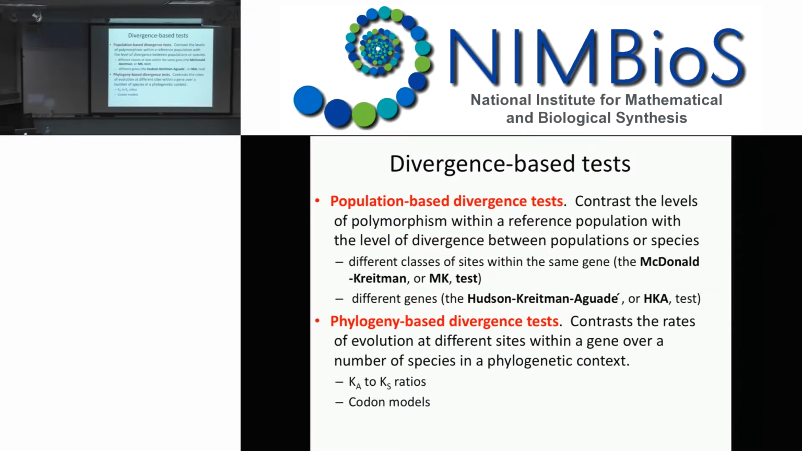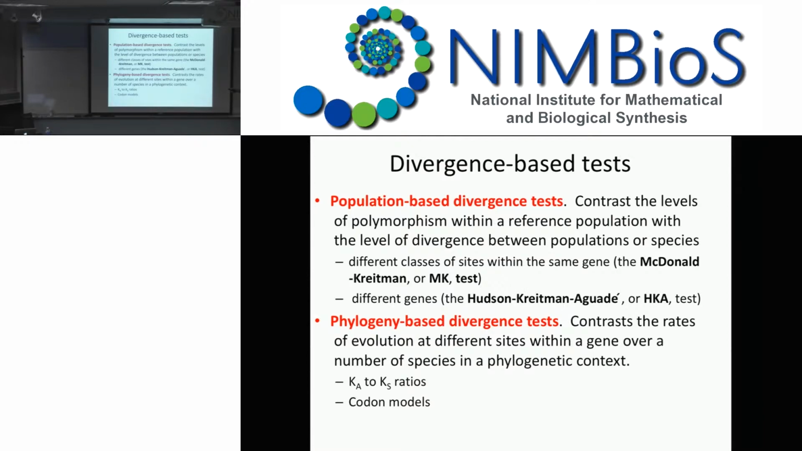So we can divide divergence-based tests into two things. Population-based divergence test: I basically have a polymorphic sample from a population, and then I've got a DNA sequence from a sister species, and I want to ask if the divergence I see is consistent with the polymorphisms I see. So in the classic case, we look at synonymous sites and non-synonymous sites. That's McDonald-Kreitman. In the HKA test, I look at a number of different genes and ask over those genes, does the polymorphism and the divergence information, do they match up? And so those are population-based divergence tests.